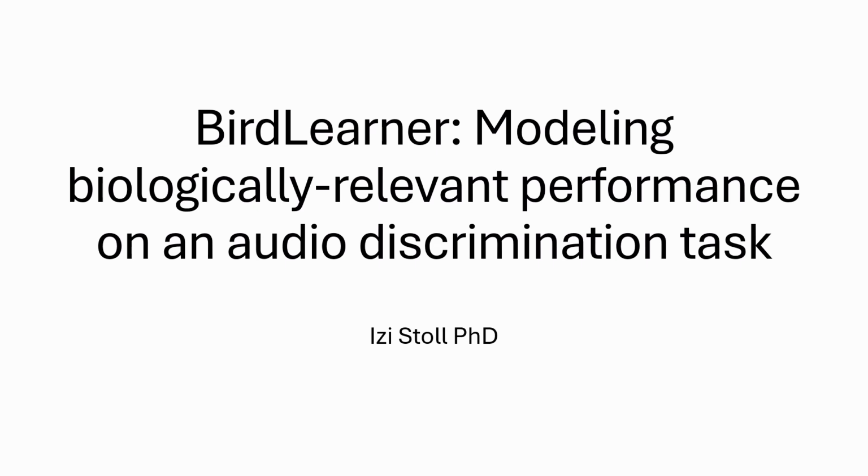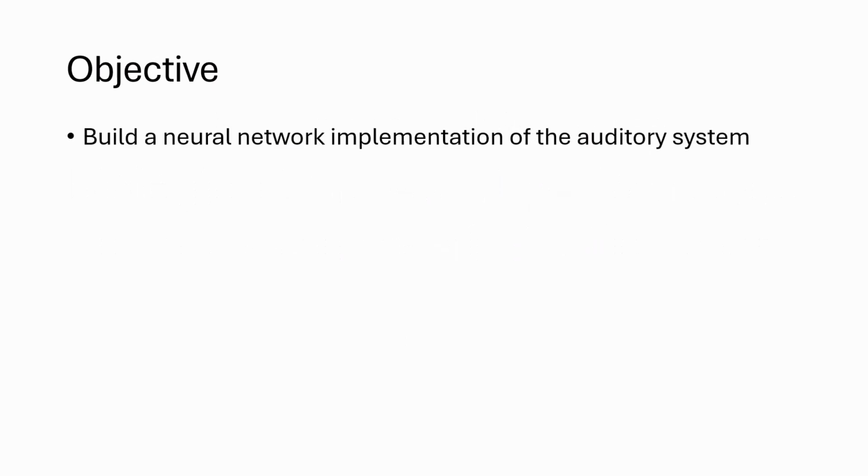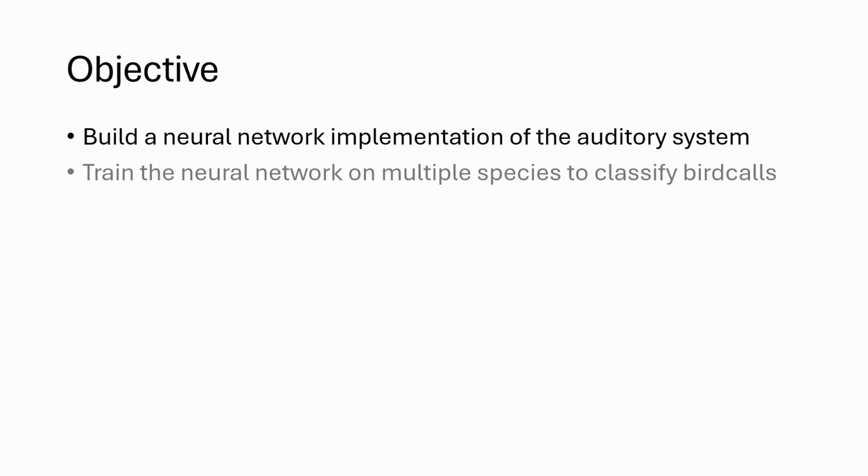My name is Izzy Stoll, and today I'll be talking about modeling biologically relevant performance on an audio discrimination task, moving really from convolutional neural networks to spiking neural networks. The objective here is to build a neural network implementation of the auditory system, then train this neural network on multiple species to classify bird calls.